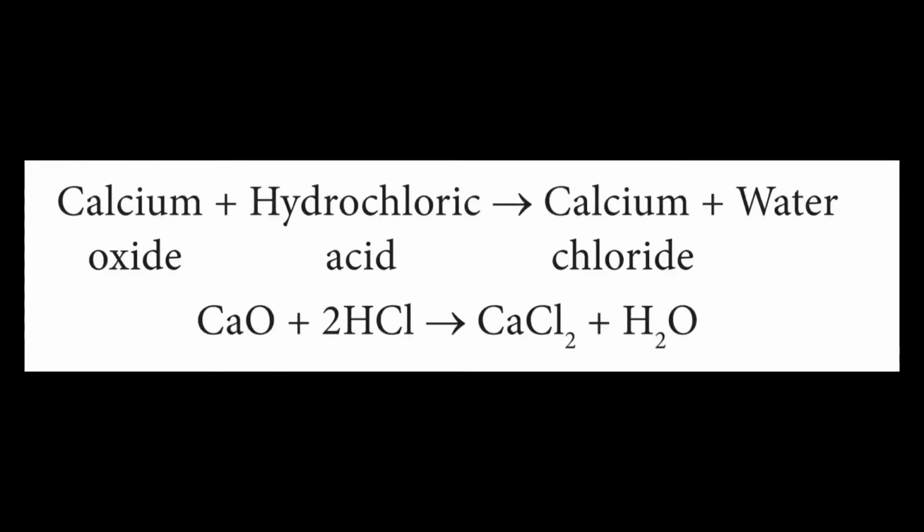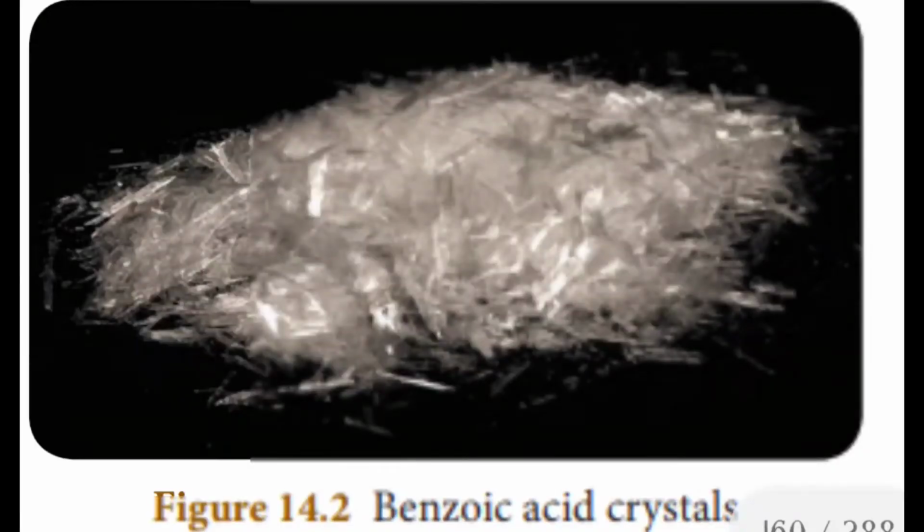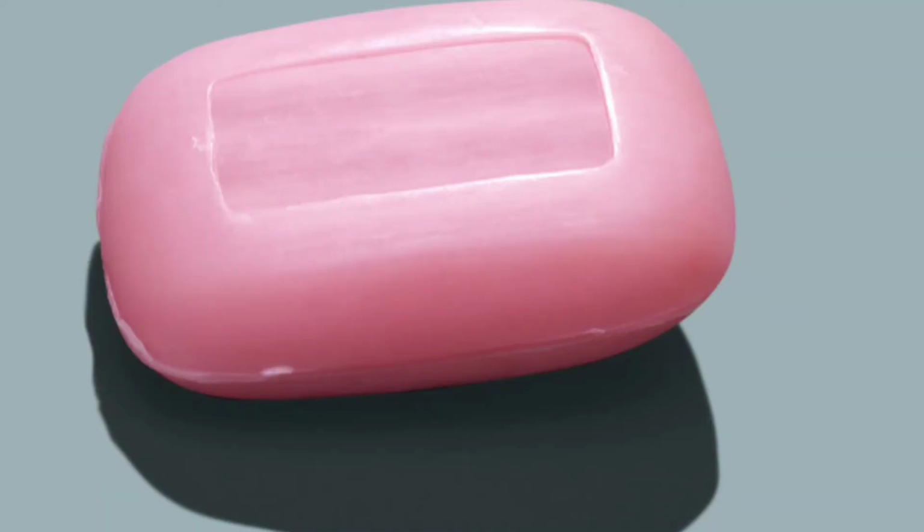Now we move on to uses of acids. Hydrochloric acid present in our stomach helps in digestion of food materials. Vinegar is used to preserve food materials. Benzoic acid is also used to preserve food materials like pickles. Sodium or potassium salts of higher fatty acids are used to make washing and bathing soaps.